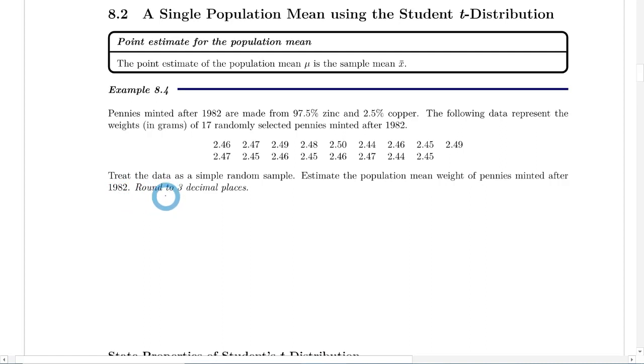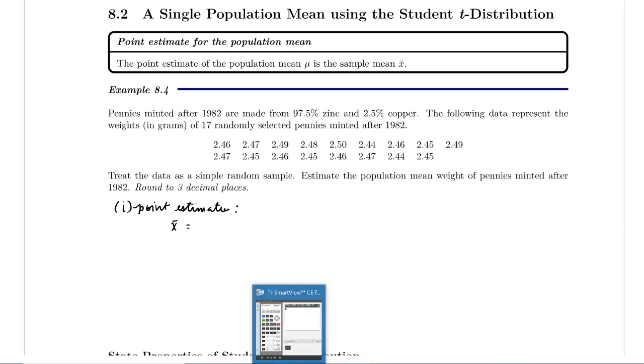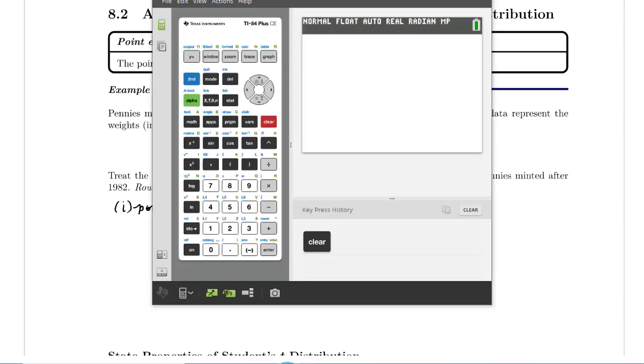So here, the first thing we want to do is take a point estimate, right? So the point estimate would be x bar. So notice they gave us raw data. So we'll have to go ahead and enter these weights of the pennies in the calculator.